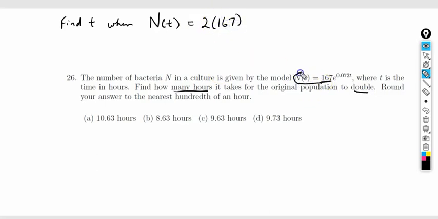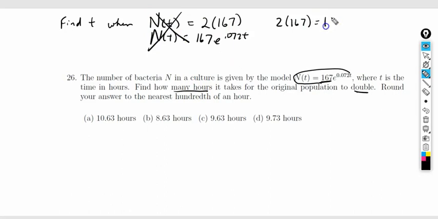Now here we have a formula for n of t. And here we have a formula for n of t that we got from this sentence. They're both equal to the same thing, so put them equal to each other. Now, you can divide both sides by 167. The 167s just cancel. This is why I didn't multiply it through.